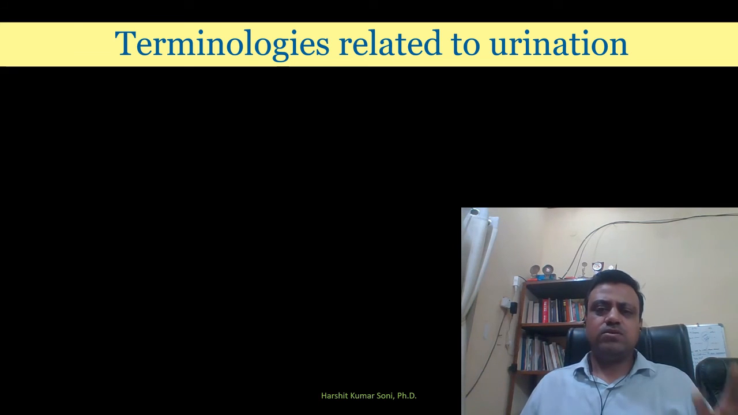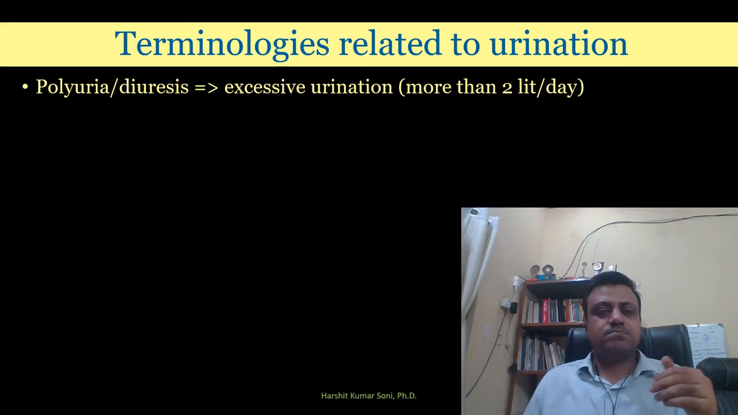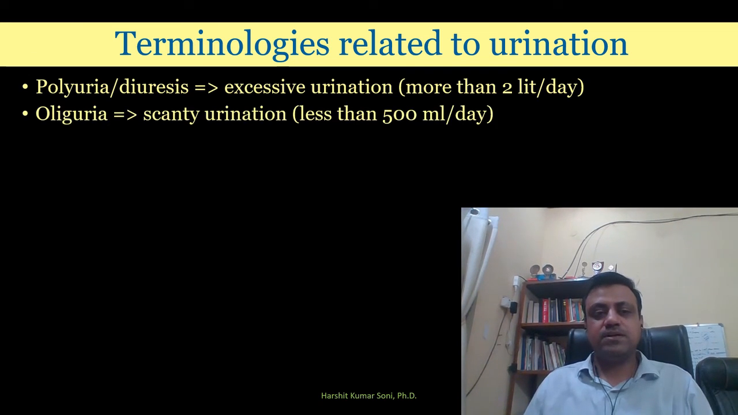Okay, so now we go for the terminologies which are related to urination. So first is polyuria, that is excessive urination which is more than 2 liters per day. Polyuria is also called diuresis. Another is oliguria. Oliguria is scanty urination where a person releases less than 500 ml per day.